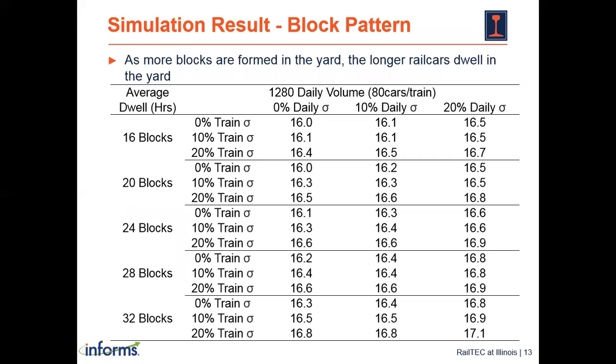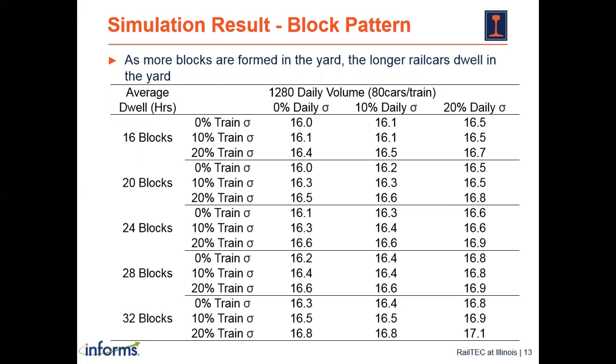Implement the various block patterns as well as daily and individual train length variability at the 80 cars per train volume. The common trend across all block scenarios is that both daily volume and individual train length deviation increase dwell time to the same degree, marginally at low to medium variability range and considerably at high variability. Another trend in this result is that as more blocks are formed in the yard, the longer rail cars dwell in the yard at any variability level.